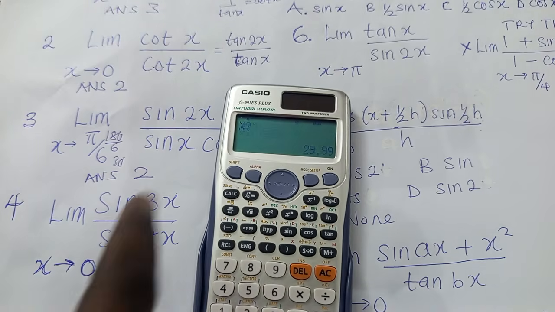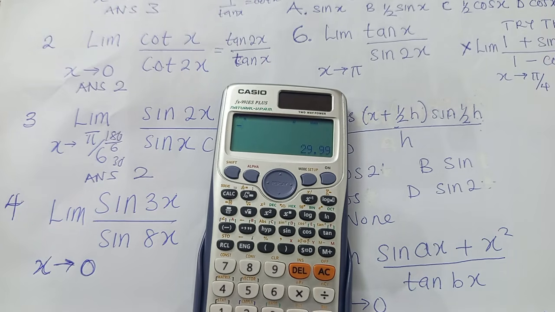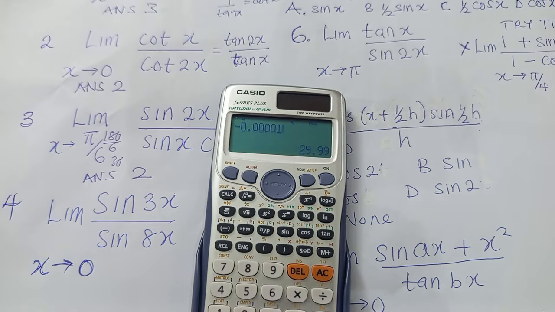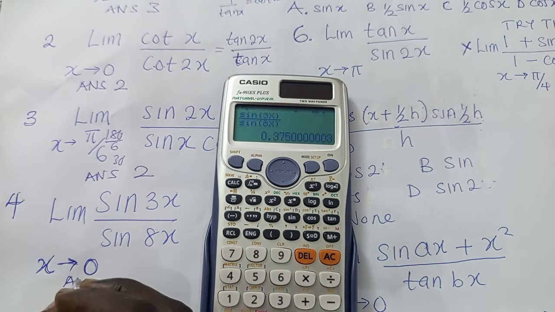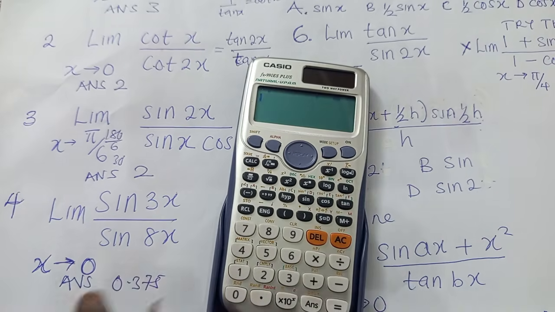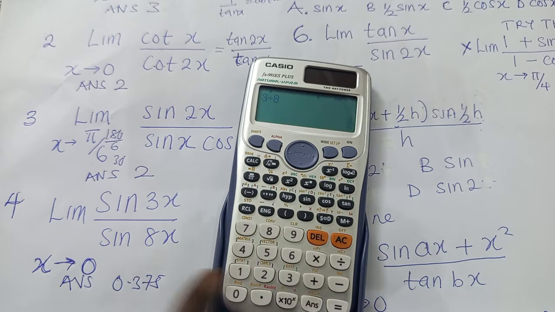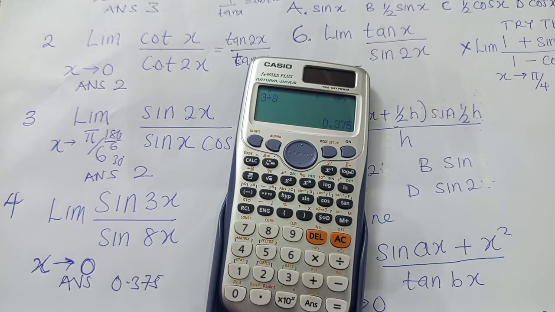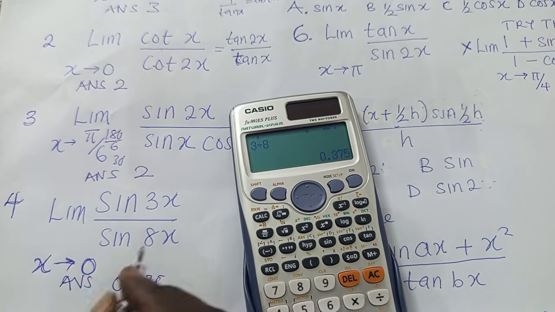As x tends to 0, we use minus 0.00001, because it's tending to 0, so we approach it from the negative end. The answer is 0.375, and if you check, that is equivalent to 3/8. Check 3 divided by 8, it's 0.375, which is exactly 3/8.